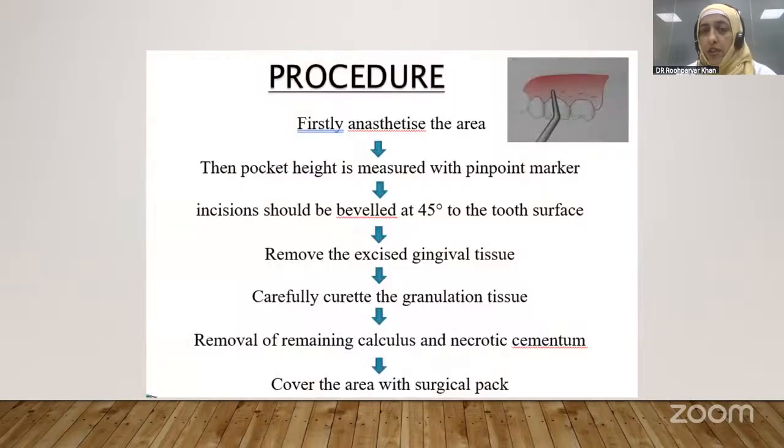So the basic procedure of gingivectomy includes, first we have to give the anesthesia to the prescribed area. Then pocket height is measured with the pinpoint marker. Then the incision should be beveled 45 degrees to the tooth surface. Remove the excess gingival tissue, carefully curette the granulation tissue, then remove the calculus and necrotic cementum. Then we have to cover the area with the surgical pack.